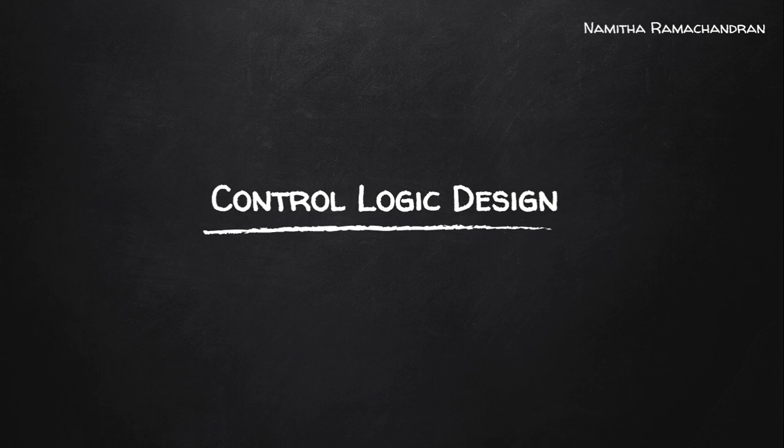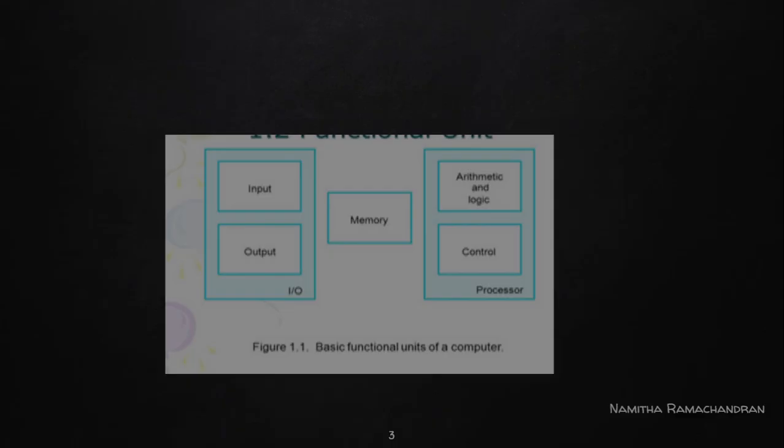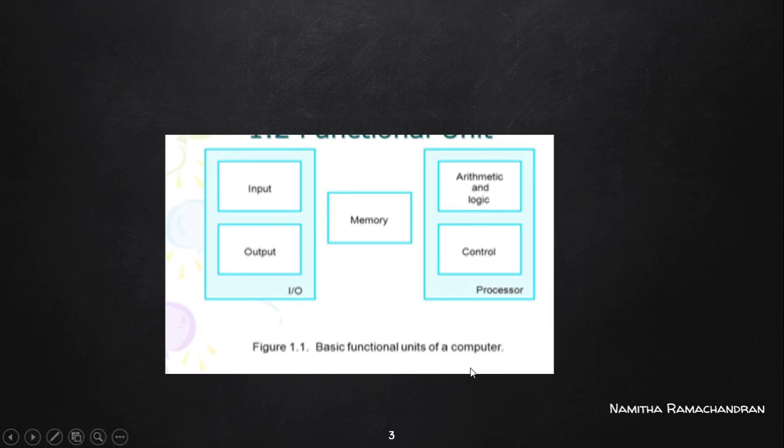Welcome back. In this video, we can start discussion about the control logic design of a computer system. So these are the basic functional units of a computer, like input output unit, memory unit, arithmetic and logic unit, and finally the control unit. In our previous videos, we had discussed about the organization of this IO unit, memory unit, arithmetic and logic unit. Now we can consider this control unit design.